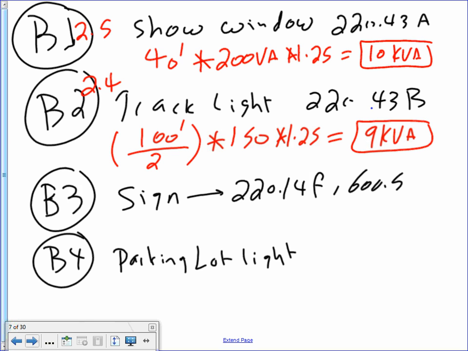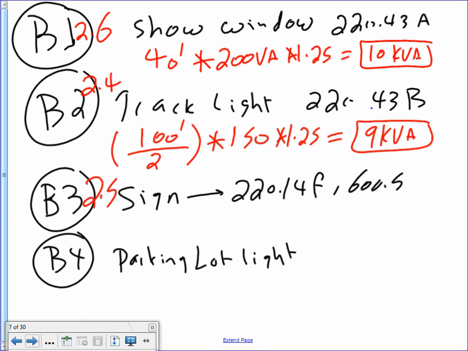Show window. I'm sorry, show window was 2.6. That makes sense. No, this was 2.6. And then the sign was, I'm looking at the wrong sign, and outline light is 2.5. This is a 2.5 in your sheet.